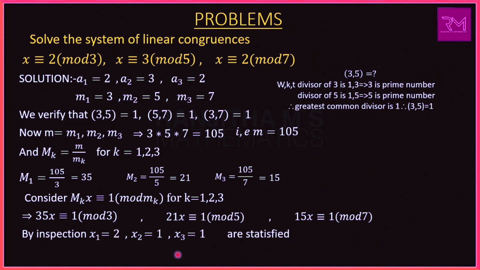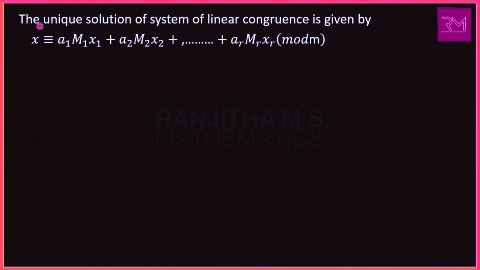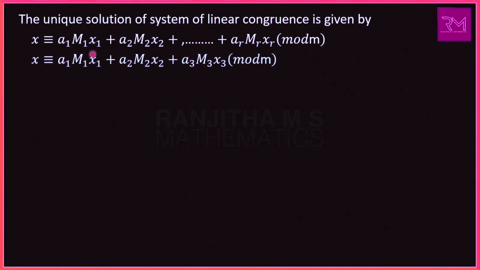After obtaining the x1, x2, x3 values, we already know the m1, m2, m3 values and a1, a2, a3 values. Finally, the unique solution of the system of linear congruences is given by the formula x congruent to a1 M1 x1 plus a2 M2 x2 plus etc., up to ar Mr xr under mod m. Here we have k equal to 1, 2, 3. Therefore the congruence reduces to x congruent to a1 M1 x1 plus a2 M2 x2 plus a3 M3 x3 under mod m.